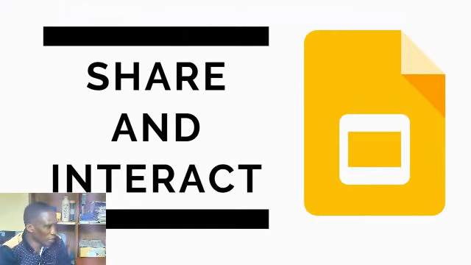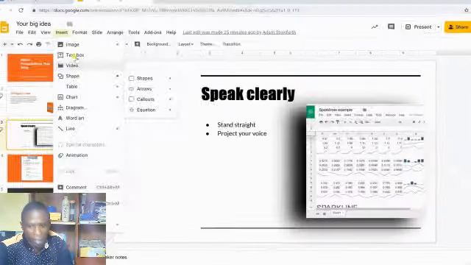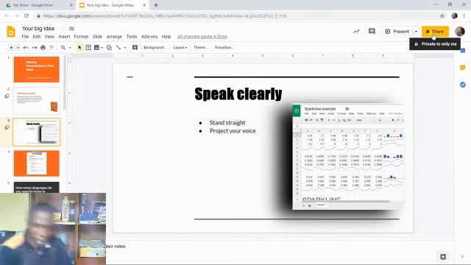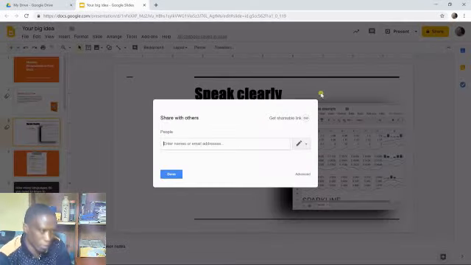Another thing we can consider is to share and interact with our document. After creating our document, we need to present to the audience, or we need to give it to the participants so that they can interact. We go here on the right corner on share, then we write the email addresses of the people we need to share our slides with.